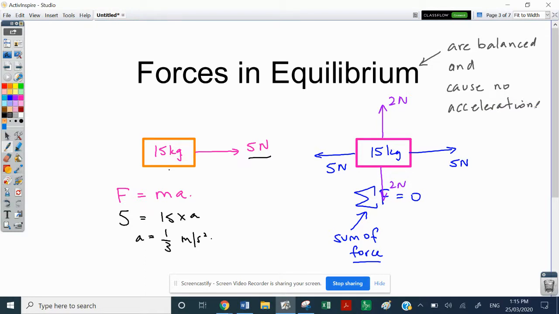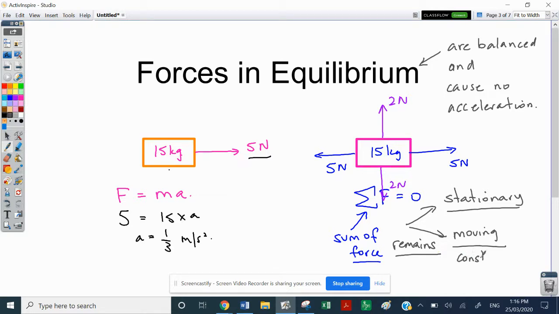If they cause no acceleration, that means this object will not get faster, not get slower, and not change direction. So if it was stationary to begin with, it will remain stationary. If it was moving to begin with, it will remain moving. Just because the forces on an object are in equilibrium doesn't mean it's going to stop the object from moving. If the object was already moving, it remains moving, but it does not get any faster. It's a constant velocity. And stationary is just a special version of constant velocity, equal to 0.